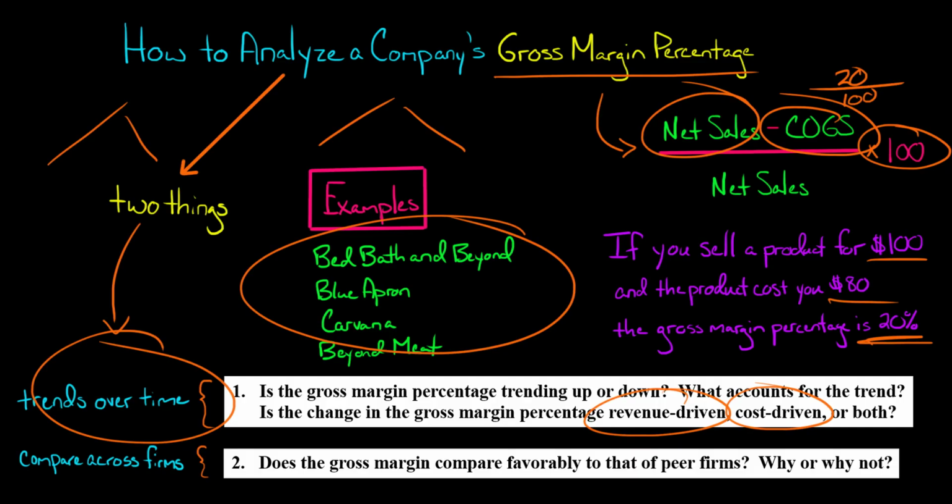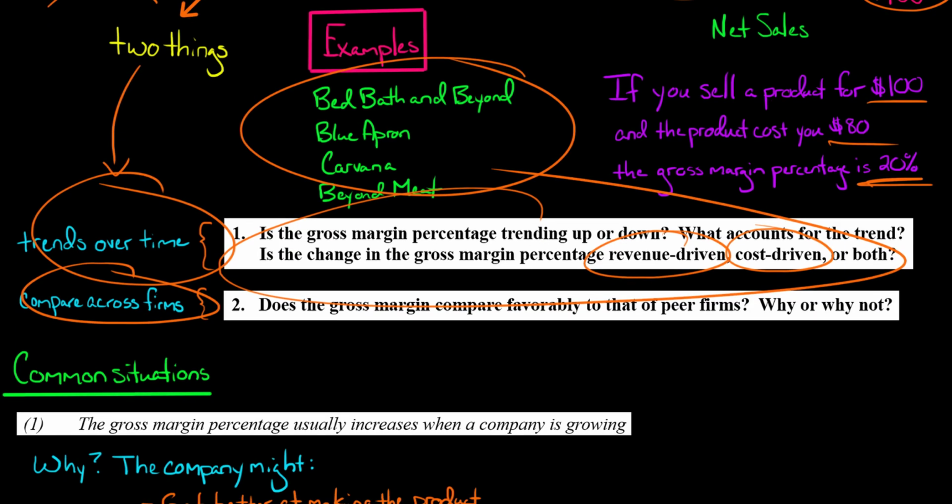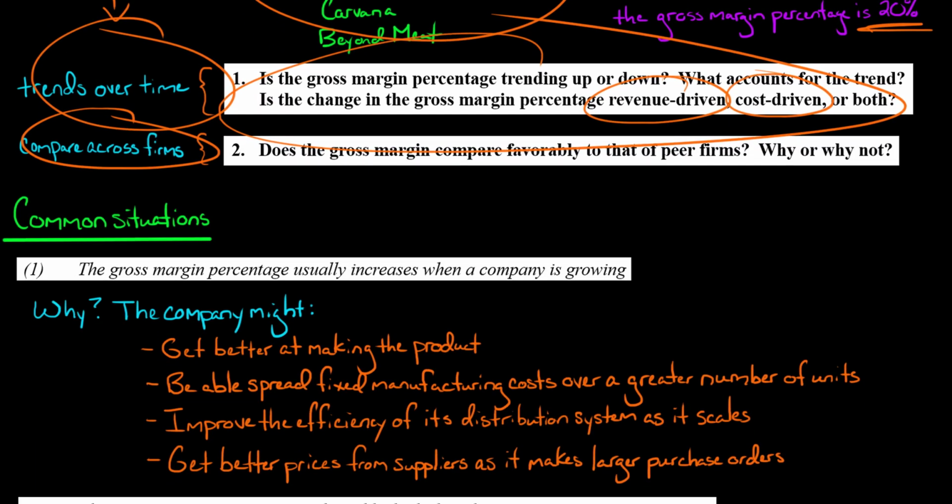Now, I'm not going to do comparison across firms. I've got some other videos where I did that, and I'll probably do another video where I just specifically show you examples of comparing the gross margin percentage across companies. Here, I'm just going to focus on trends over time and identifying whether they're revenue-driven or cost-driven, showing you for actual companies how to identify what's going on, what's up with the trend for the company's gross margin percentage.